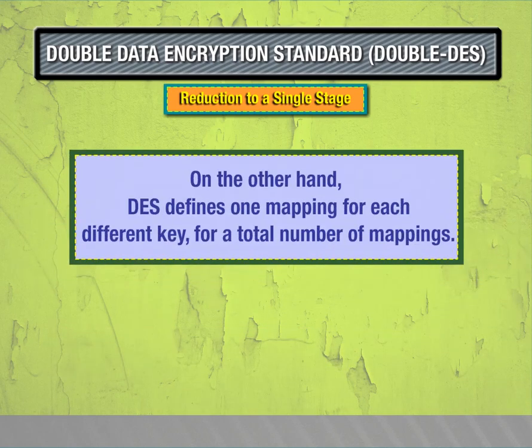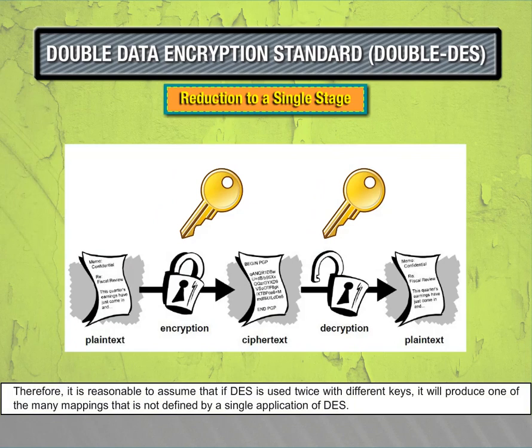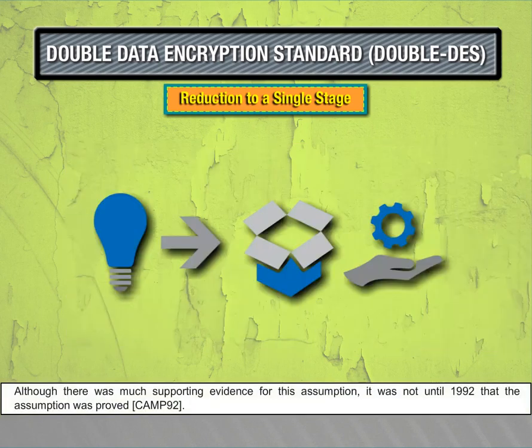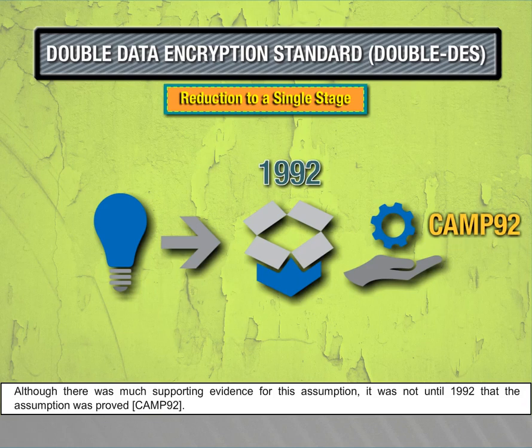On the other hand, DES defines one mapping for each different key, for a total number of mappings of 2^56, which is less than 10^17. Therefore, it is reasonable to assume that if DES is used twice with different keys, it will produce one of the many mappings that is not defined by a single application of DES. Although there was much supporting evidence for this assumption, it was not until 1992 that the assumption was proved, Campbell and Wiener 92.